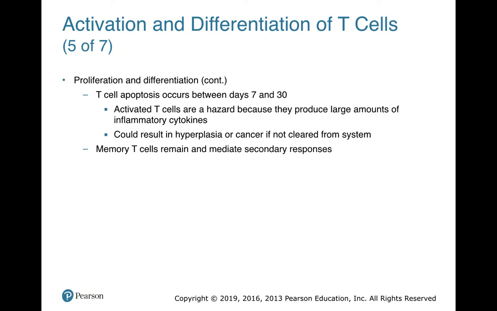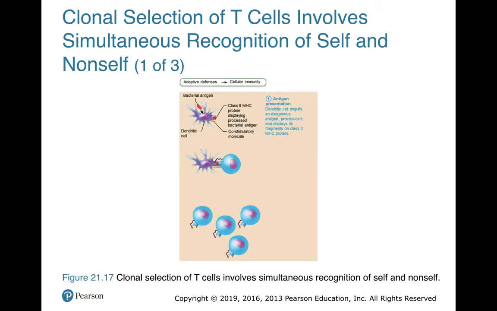The activated T cells are hazardous because they have a large amount of inflammatory cytokines, and inflammation can get out of control. That could really result in hyperplasia, and memory T cells are going to stay around and mediate a secondary response similar to what we saw in B cells. So clonal selection involves, again, recognizing non-self in the context of self, so dual recognition.